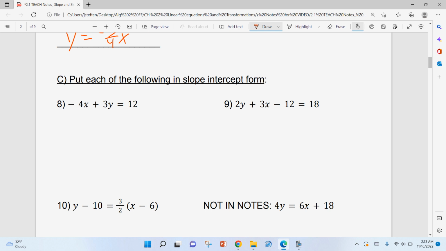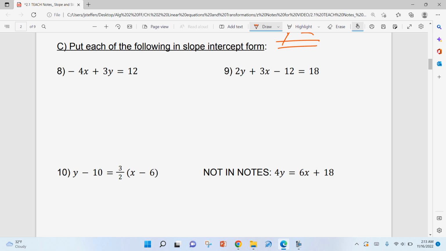Put each in slope-intercept form. So essentially, we're solving for y and getting y by itself. This is something that you need to be good at because we do this all the time. Not just in this chapter, we'll do it in the next chapter, we'll do it in the chapter after that. We do a lot of this where we're solving for that y and getting it in slope-intercept form so we can graph it. So for this one, we need to get the x on the other side.